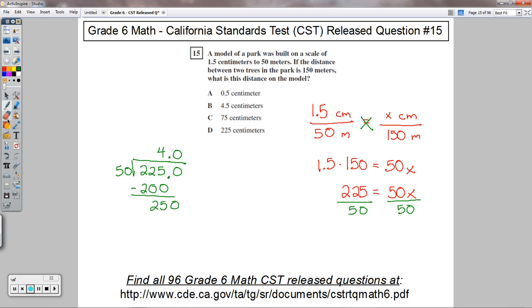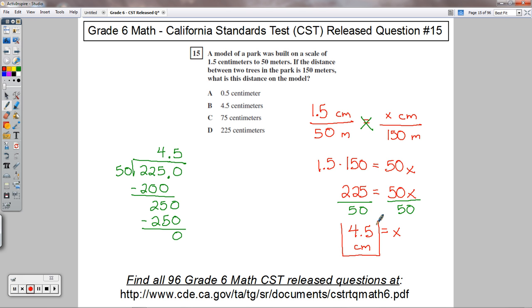I didn't mean to write this 0. Oops. There we go. This should be a 5 right there because 5 goes into 250 5 times. Subtract 250 and you're left with 0. So our answer over here for x looks like it should be this value, 4.5 equals x. And x was a value in centimeters, so I'll put that right there.